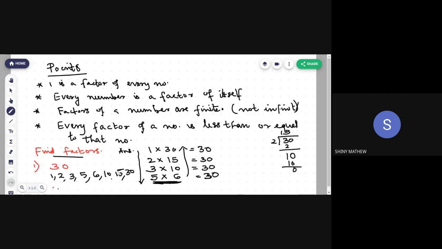It is the easy method for finding all factors. So here, this way you can find factors of any large number. It is one method for finding factors.